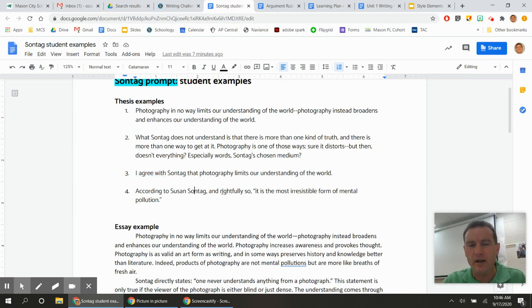Same with the fourth one, right? "According to Sontag," and "rightfully so." In other words, there's not much added here. Number one and number two add something. Number three and number four do not, right? So number one and two are more sophisticated. Number three, again, I would say is safe. Number two, it's a little better than number three, right? It could be solid, but it could be safe as well.